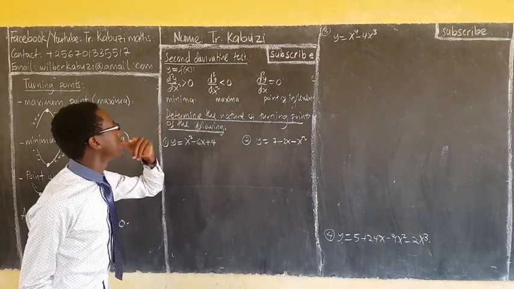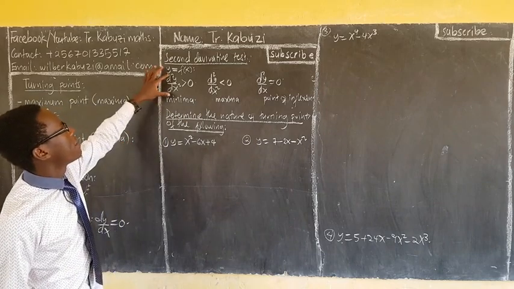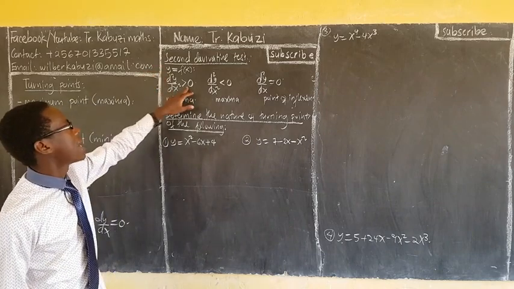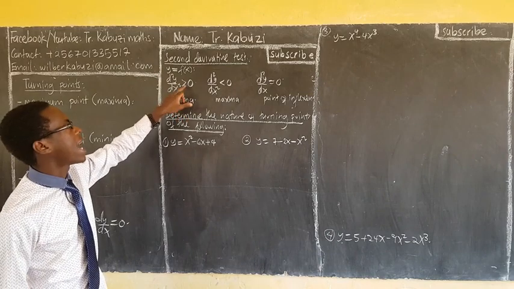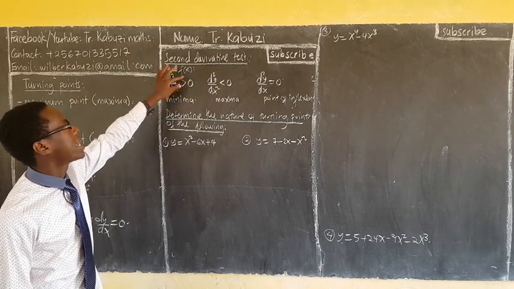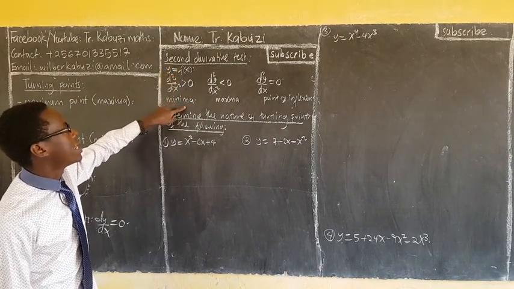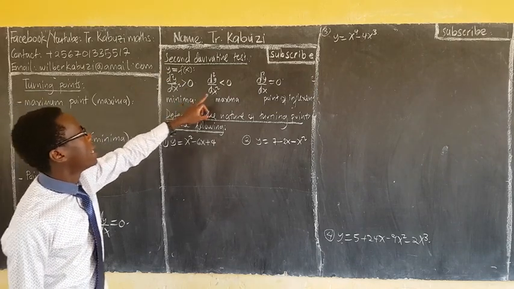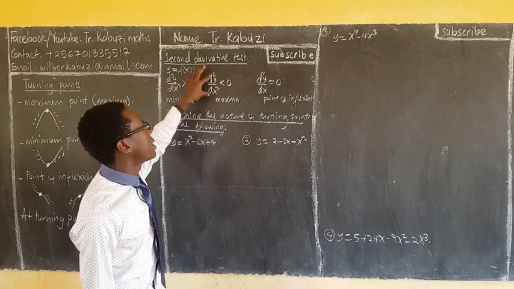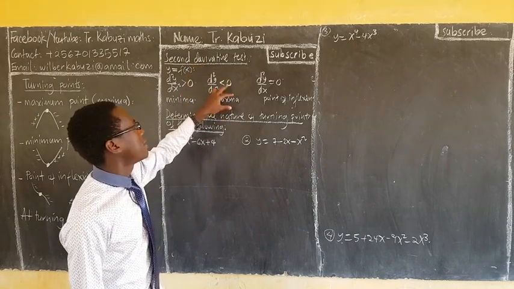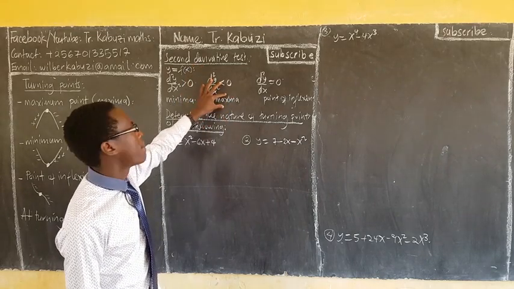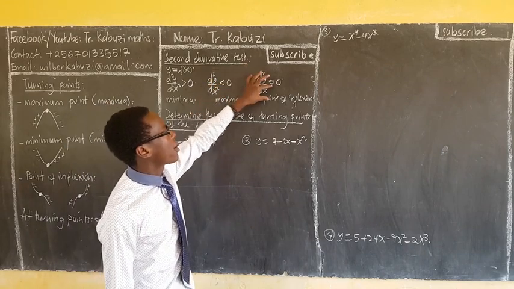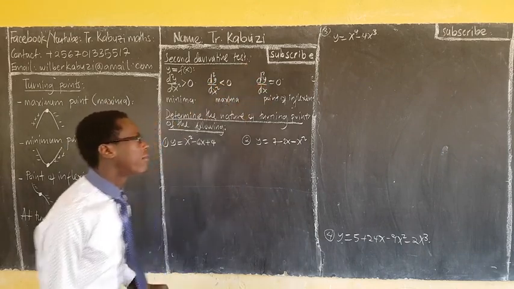So the second derivative test says, if you differentiate the function a second time and you substitute the value of x at the turning point and it's positive, then that value is giving you a minimum. If you substitute the value into the second derivative and you get a negative, it means that value is giving you a maximum. Then if it's equal to 0, it means that's the point of inflection.